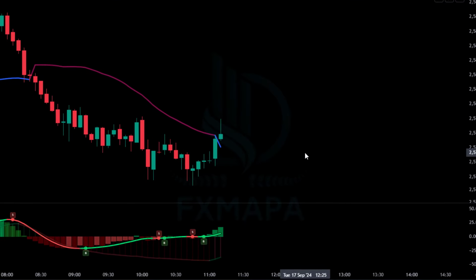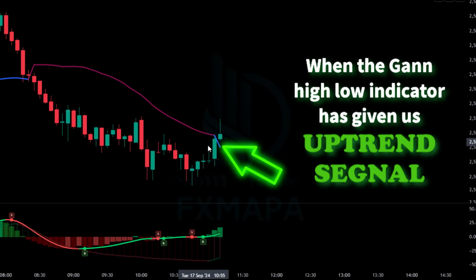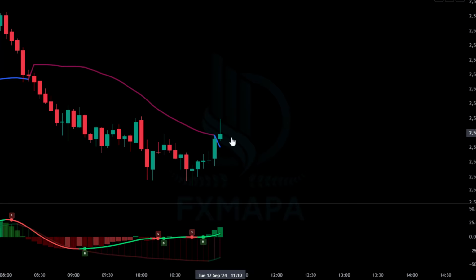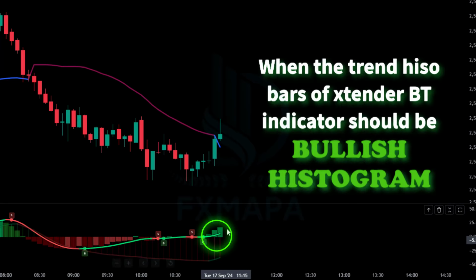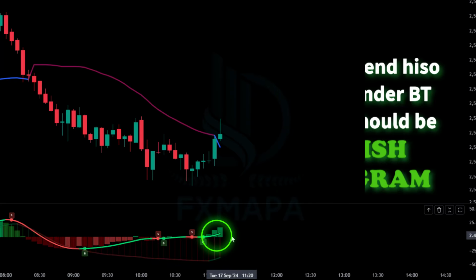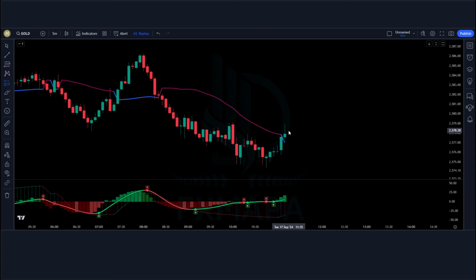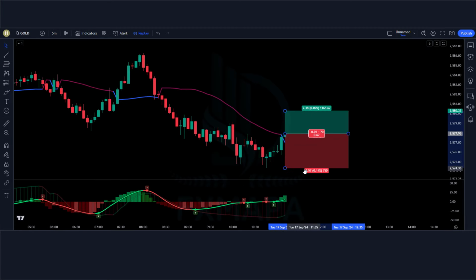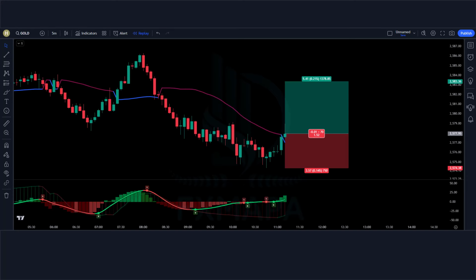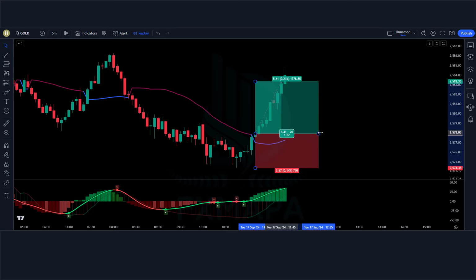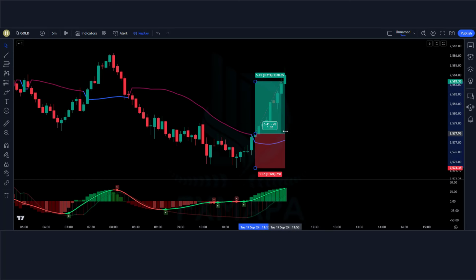Now, let's understand the concept where we will take buy and sell trades based on their conditions. When the GAN High-Low indicator has given us an uptrend signal, when the market forms a bullish candle, and when the histogram bars of the Extender BT indicator are bullish. If these conditions are fulfilled, then we will place a buy order. Our stop loss will be placed at the current market's lower level, and the risk to reward ratio will be 1:1.5. The market has completely hit the target.